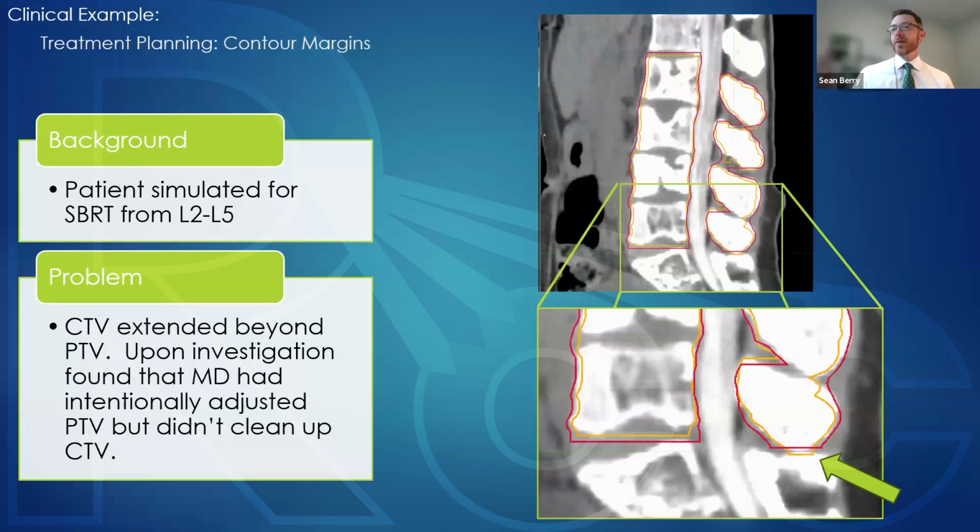After investigation, it was found that somebody drew the CTV quickly, expanded it to a PTV, and then the physician shaved down the PTV to be a little bit tighter. Probably a better thing to do would have been to shave the CTV and reconstruct the PTV, then it would have been more consistent with fewer questions. But definitely this would be something that you would want to ask questions about. Why is the CTV not covered by my PTV?